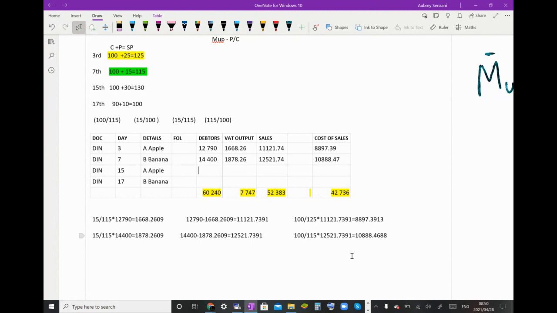On the 15th with Ace Wholesalers. Is that the one? Nope. With A Apple, we sold merchandise to them. This time the markup was 30%. The amount is 25,650. Cool.